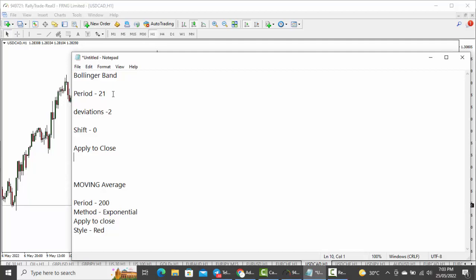The second indicator we'll be utilizing is the moving average. For the moving average, our period is going to be 200. The method is exponential, we also apply to close, and the style is red. So quickly, I will add these two indicators to the chart now so I can explain how we will be using this strategy to trade in the market.